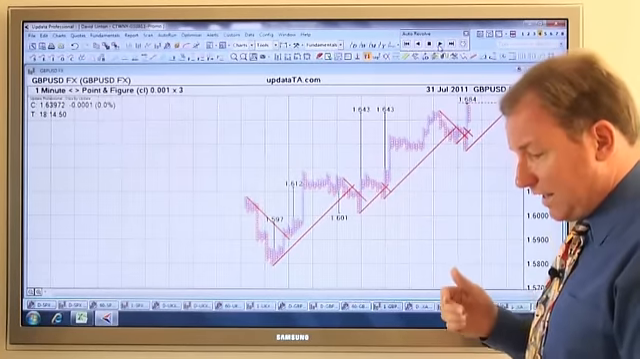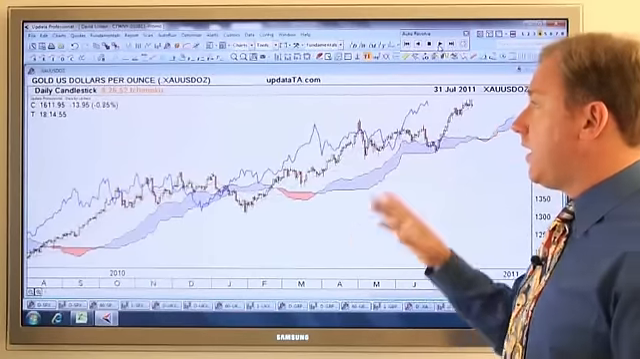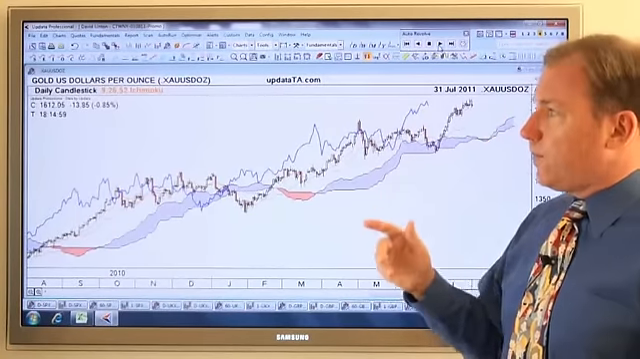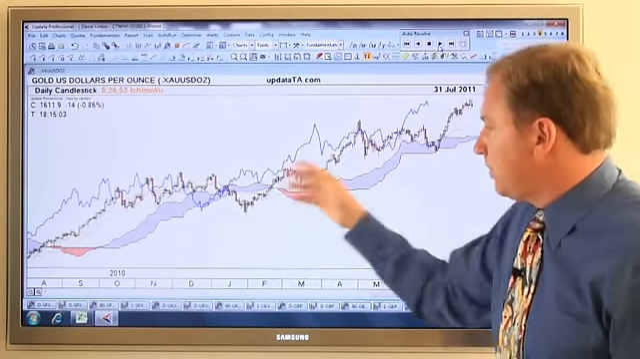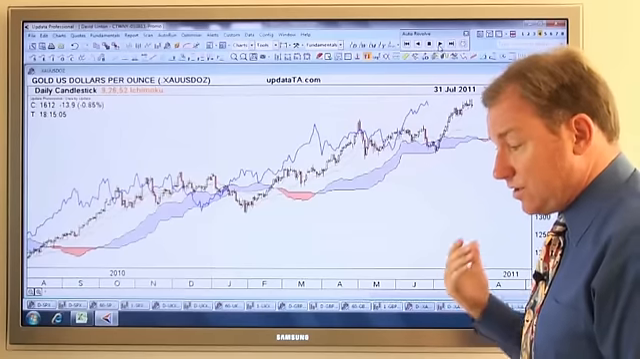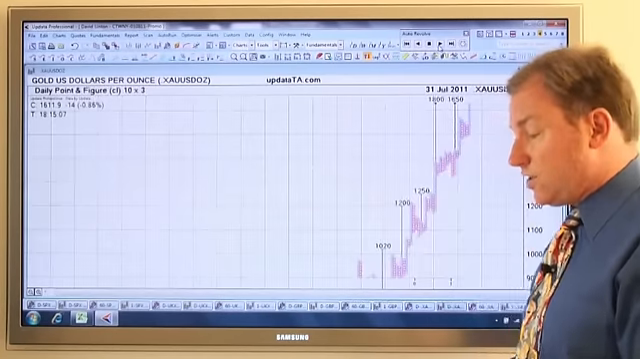And then if we look at the next one, we can look at, say, gold. Here we see the gold chart, the daily chart. This is chart number 1. Bullish, we're above the cloud. It's been bullish for ages and ages on gold. So we're bullish on the daily chart.